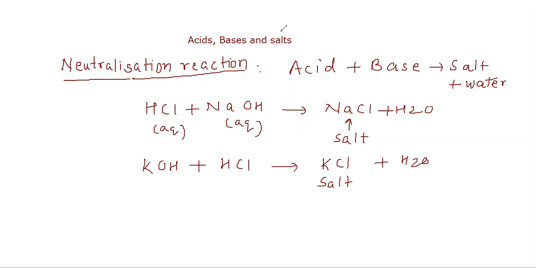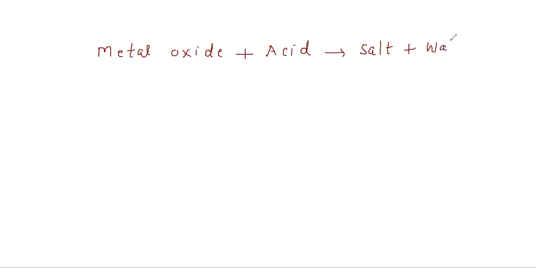Now, let's see what happens when metal oxides react with acid. So, metal oxide plus acid gives salt plus water. It means metal oxides are basic in nature because base plus acid gives salt and water.